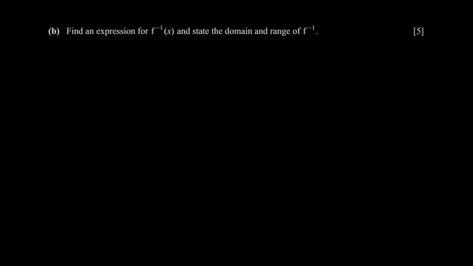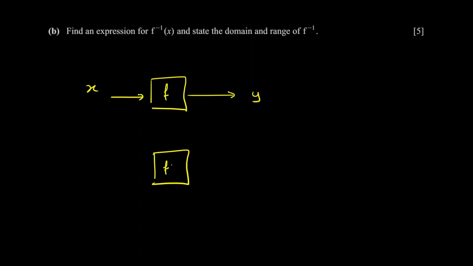Okay, part B, we want to find an expression for f inverse and state the domain and range of f inverse. All right, well, again, I've been through this in quite a lot of depth in the other video, but let me try to explain it. What is an inverse function? Here we've got a function. A function takes inputs, which we usually call x, and gives out outputs, which are y. The job of the inverse function is to reverse inputs and outputs. So it'll take the output y as a new input, and it should give me back my original input x.